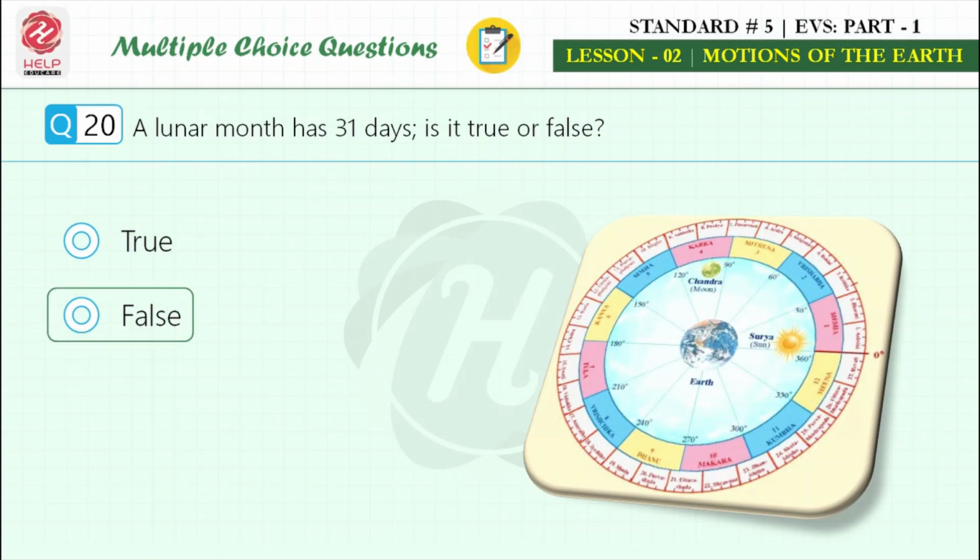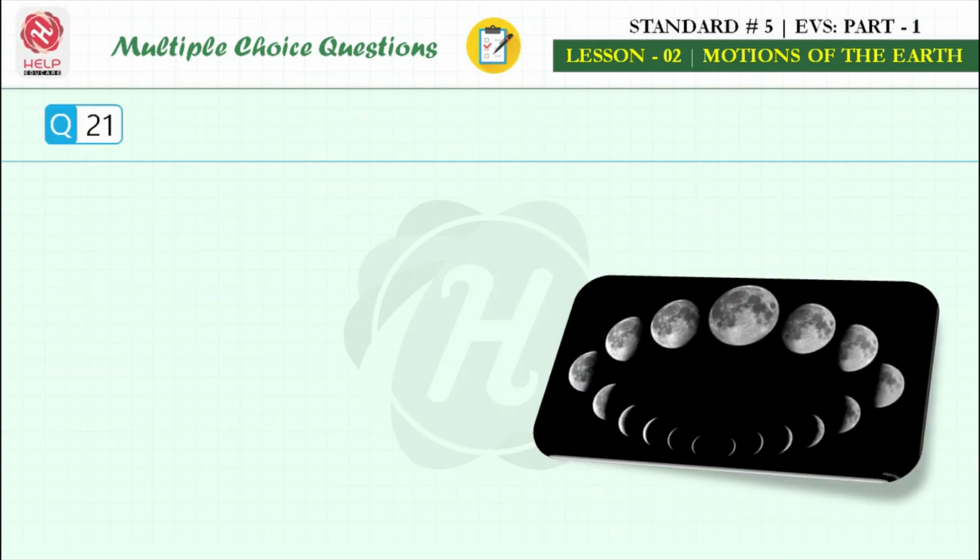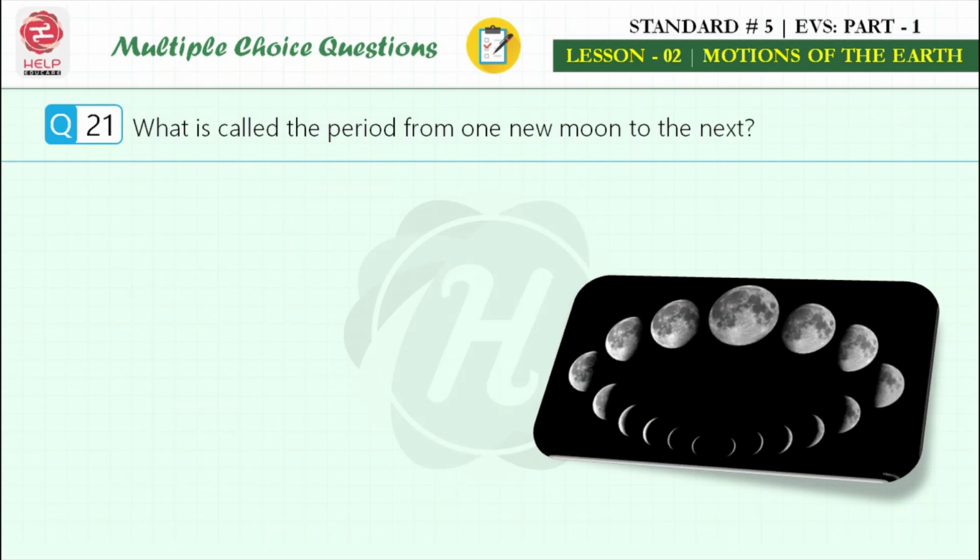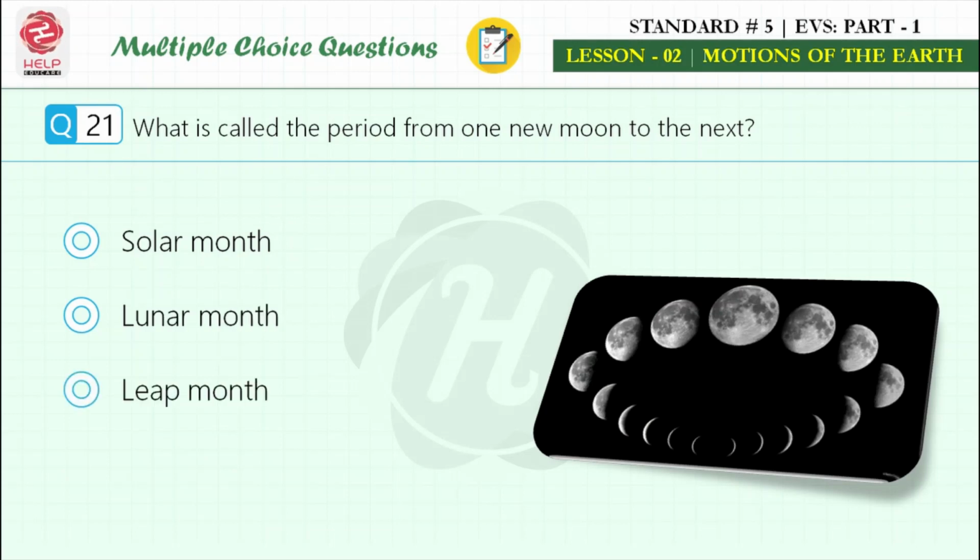Correct answer is false. Question number 21. What is called the period from one new moon to the next? First option, solar month. Second option, lunar month. Third option, leap month. Fourth option, moon month.